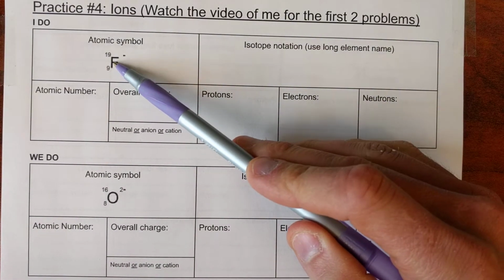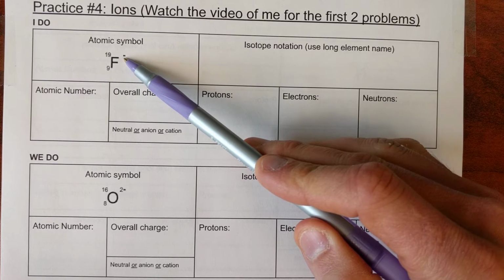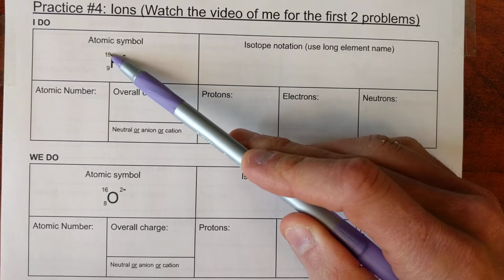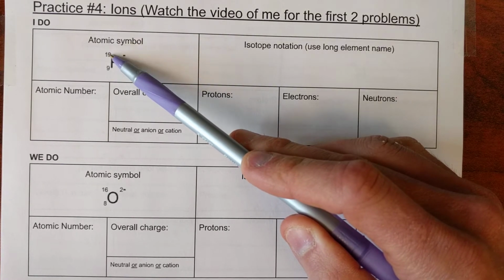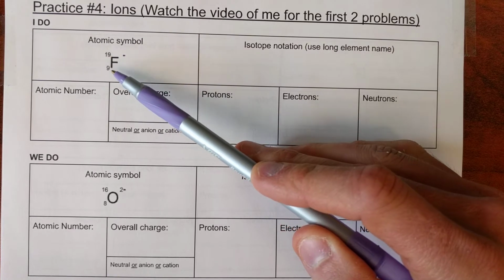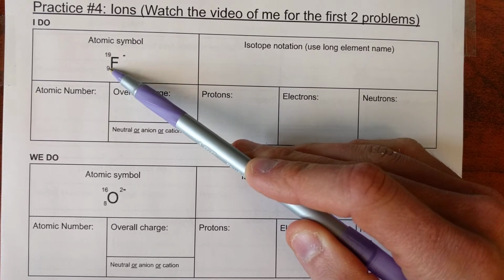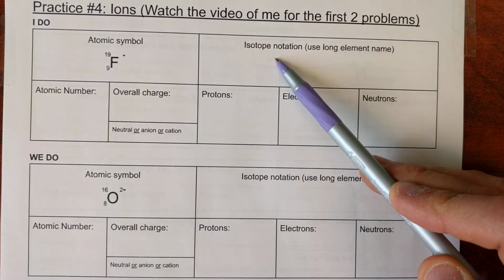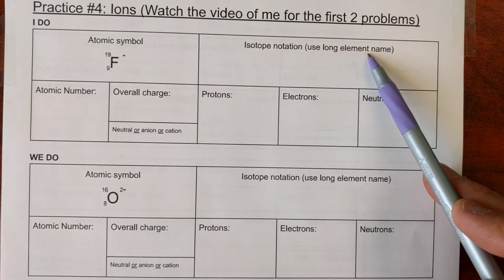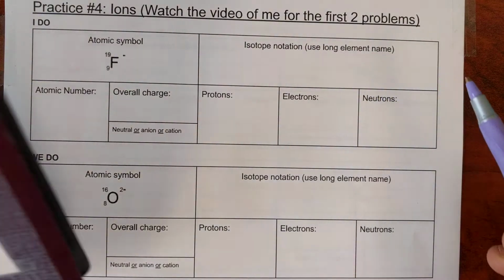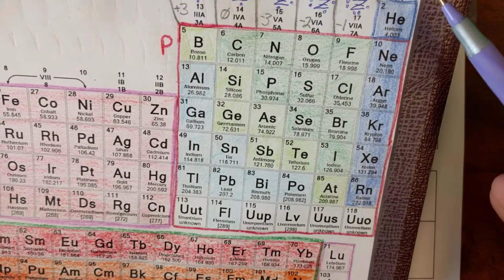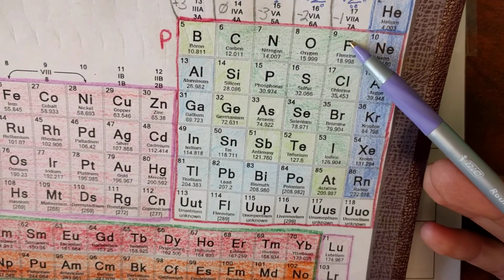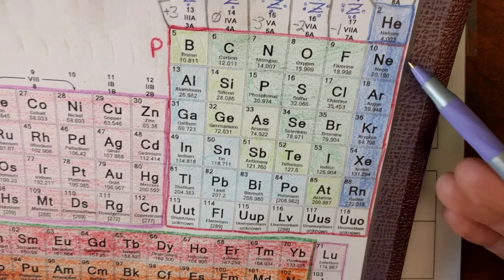Alright, first one. Again, isotope atomic symbol. You'll see overall charge in the upper right. You'll see mass number in the upper left, and atomic number in the lower left, and symbol in the middle. Isotope notation, again, I want you to use the long element names so you can get used to what these elements are based on their symbols, some of the most common ones. And F is for fluorine.